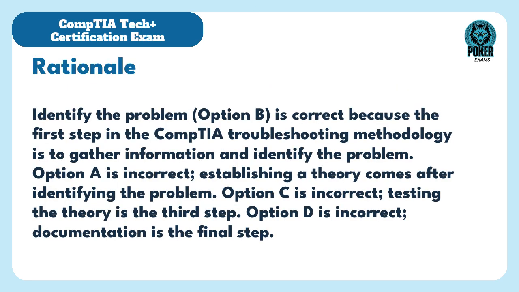Rationale. Identify the problem, option B, is correct because the first step in the CompTIA troubleshooting methodology is to gather information and identify the problem. Option A is incorrect. Establishing a theory comes after identifying the problem. Option C is incorrect. Testing the theory is the third step. Option D is incorrect. Documentation is the final step.